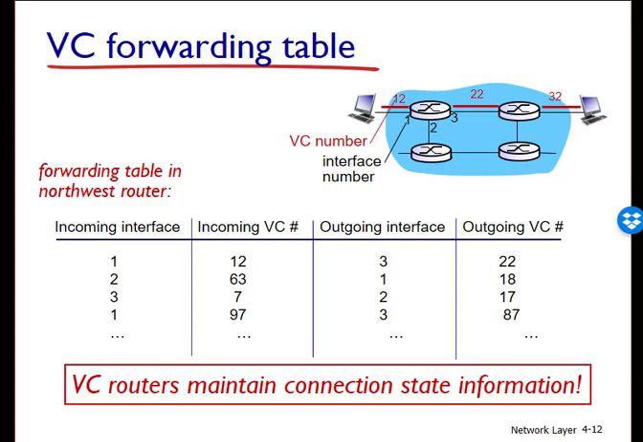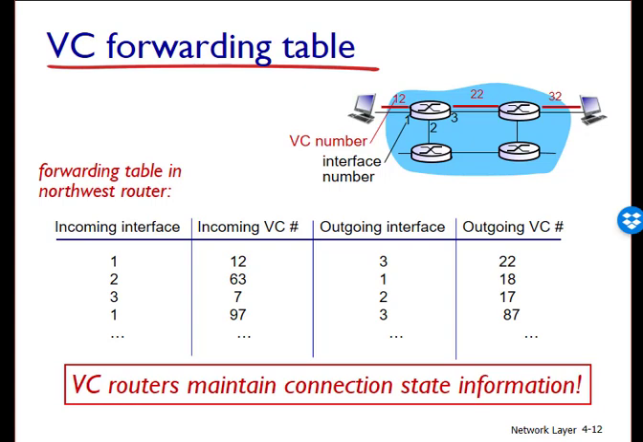Note that even if there were no virtual circuit number translation, it would still be necessary to maintain connection state information that associates virtual circuit numbers with output interface numbers. The issue of whether or not a router maintains connection state information for each ongoing connection is a crucial one.